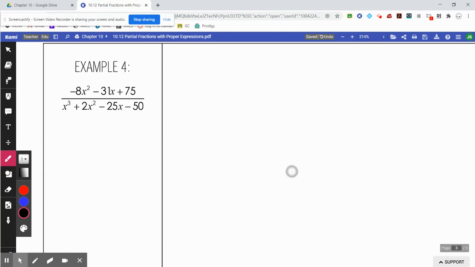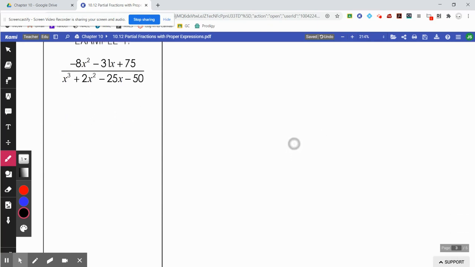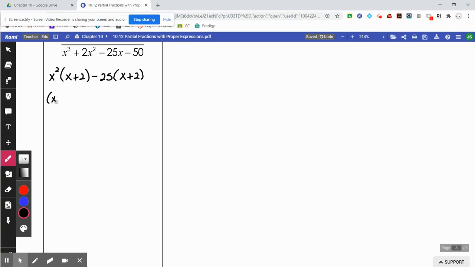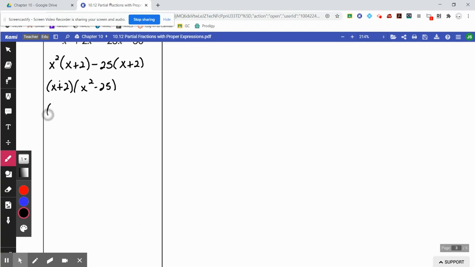Example 4. Let's do it again. Let's factor the bottom. Looks like we might be able to factor by grouping. So let's factor out an x squared out of the first group, and you're left with x plus 2. Factor a negative 25 out of the second group, and you're left also with x plus 2. Factor the x plus 2 out of both groups. You're left with x squared minus 25, which is difference of squares. So you now have x plus 2 times x plus 5 times x minus 5.